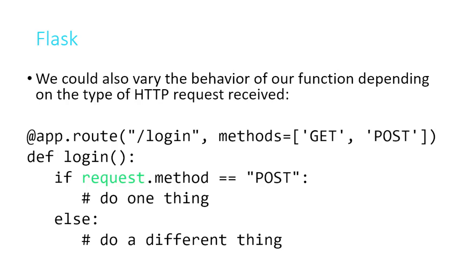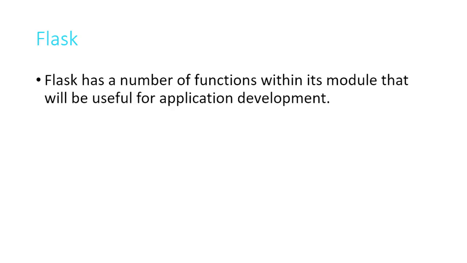Request is something that is part of Flask, and it will let me see whether I got data via GET or via POST and allow me to do different things depending on which it was. There are a lot of functions within the Flask module that will be useful for you as you continue to develop applications. So in addition to saying from flask import Flask at the beginning of your files, you might say from flask import Flask, comma, any of these. And you'll leave out the parentheses when you're doing that part, but you'll use the parentheses when you're calling the functions.